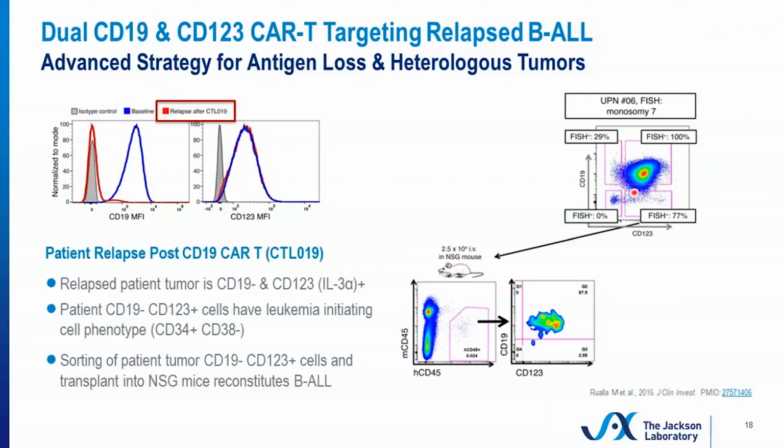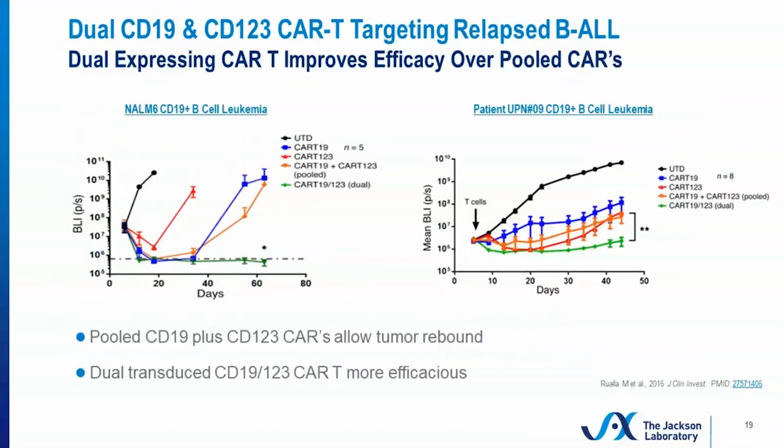And what they did is they sorted out and isolated these CD19 negative, CD123 positive cells and injected them into an NSG mouse, followed them over time, and found that they acted like stem cell populations and recapitulated the CD19, CD123 double positive cell population. So these were kind of the leukemic stem cell population, explaining why there was a rebound following the CD19 CAR T. So what they wanted to do was develop an approach by dual targeting both of those markers to see if they could reach better tumor clearance.